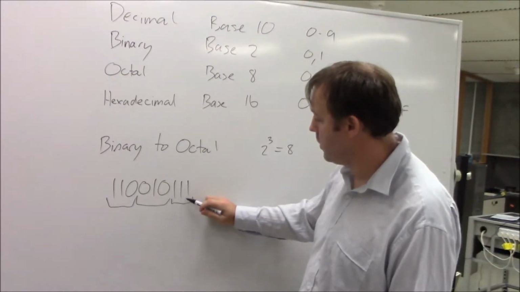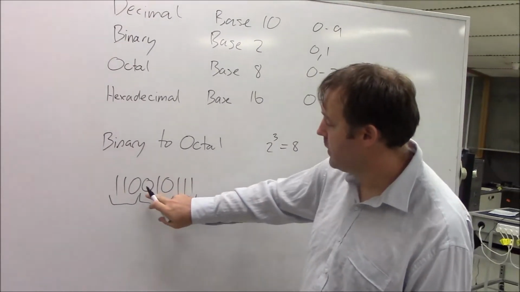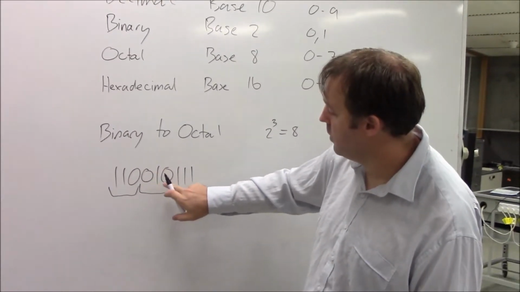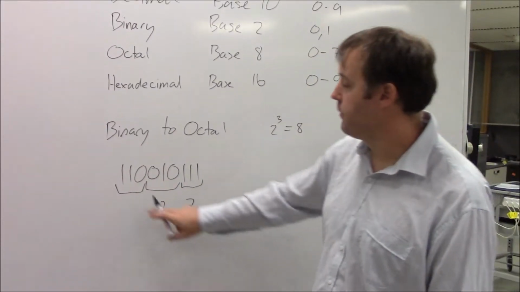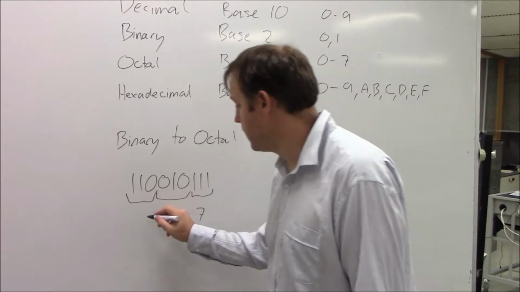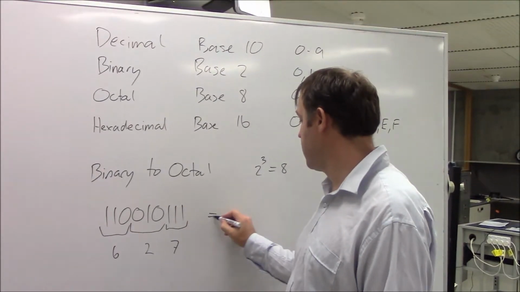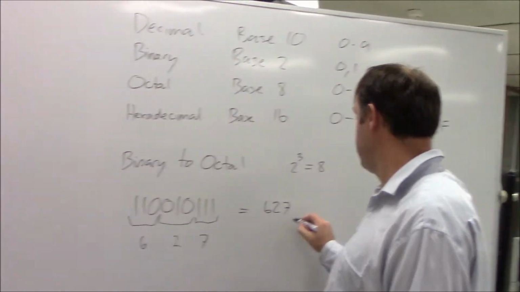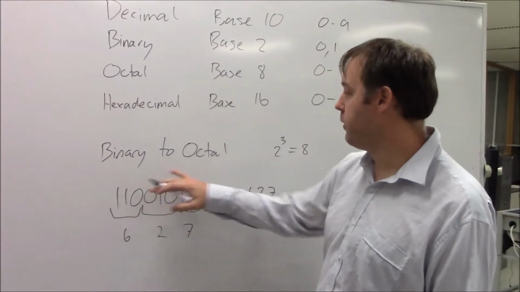1, 1, 1 is a 4 and a 2 and a 1, which is 7. 0, 1, 0 is no 4s, a 2, and no 1s, so that's a 2. 1, 1, 0 is a 4, a 2, and no 1s, so that's a 6. So this number here is equal to 627 in base 8. That's how you convert from binary to octal.